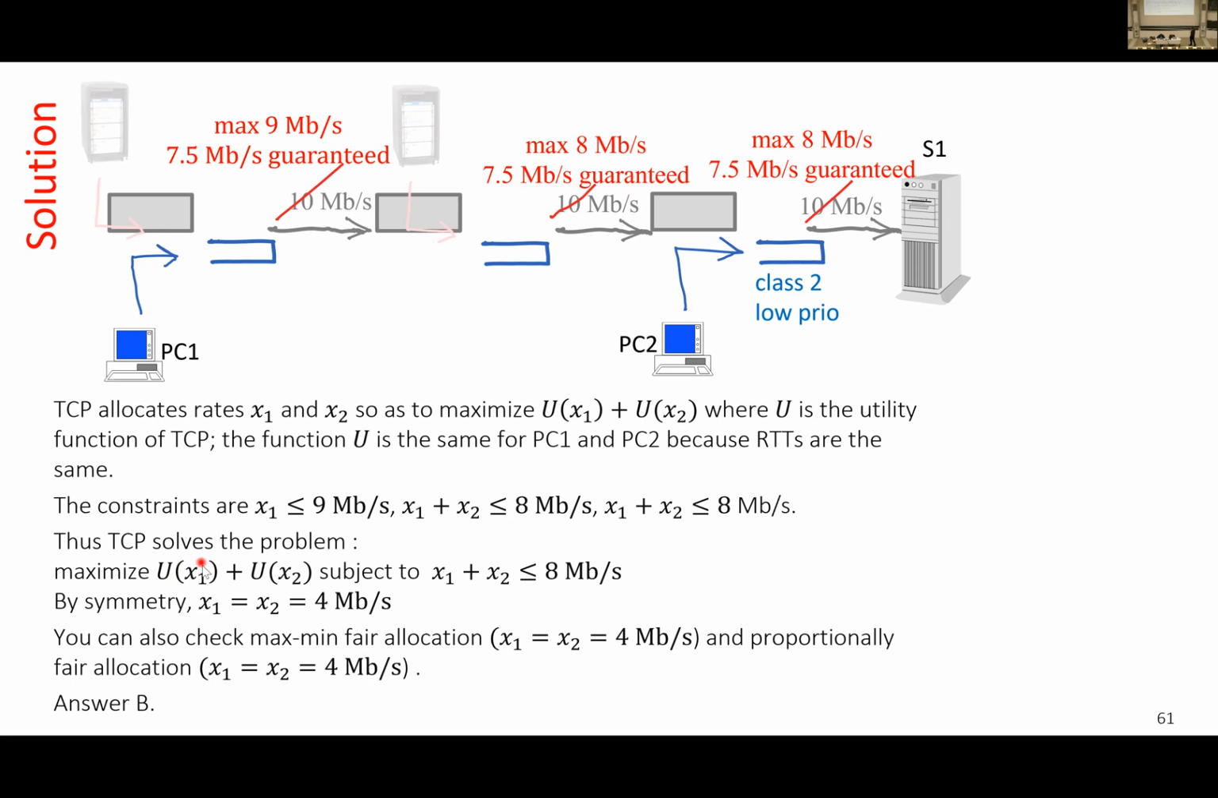So you have to maximize U of x1 plus U of x2, and because they have the same round trip time, they have the same U. So the optimal should give the same value to x1 and x2. It should be Pareto efficient, so it should reach equality that gives 4 megabit per second each. But that's the end of this story and of this lecture for today. Thank you very much.